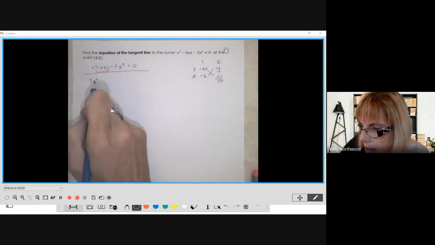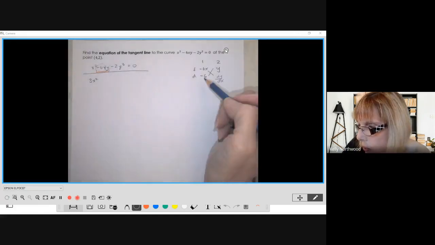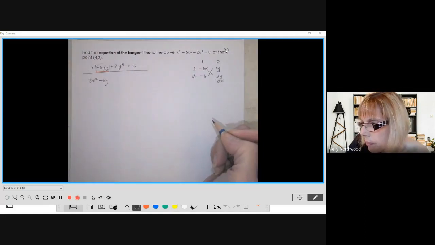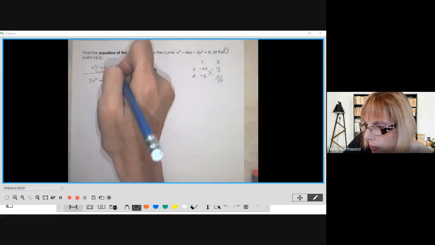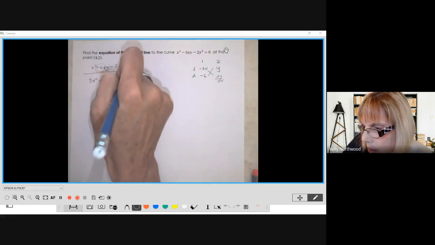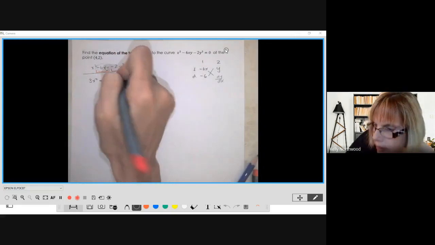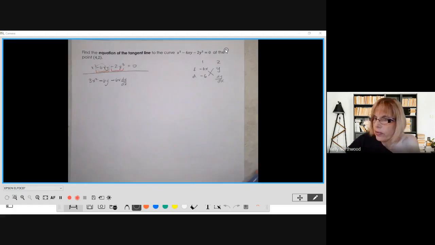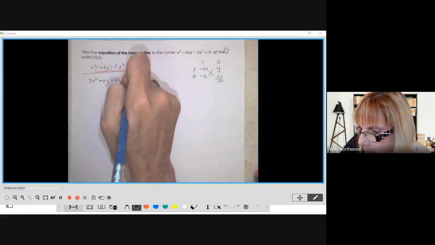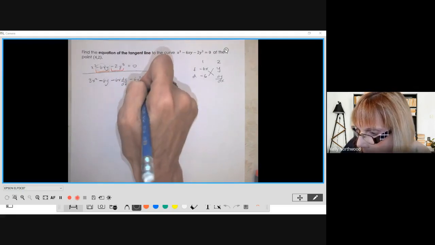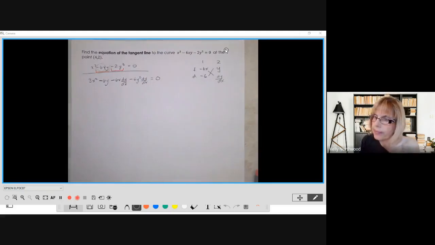Okay, so we've derived the x cubed. Now we're deriving the negative 6xy. So the derivative of the first times the second is negative 6y, plus the first times the derivative of the second is negative 6x times dy/dx. And then the derivative of negative 2y cubed: first derive that with respect to y, so that's going to be negative 6y squared, and then times dy/dx equals 0.